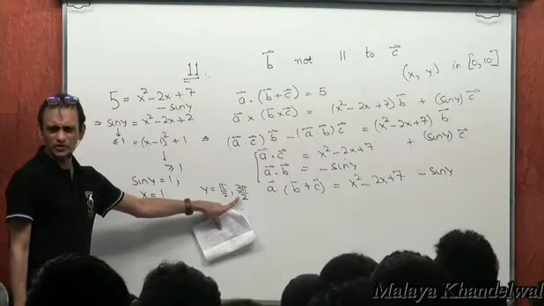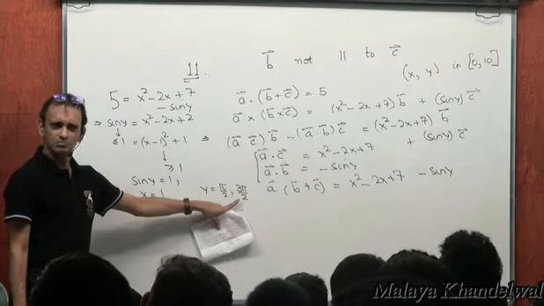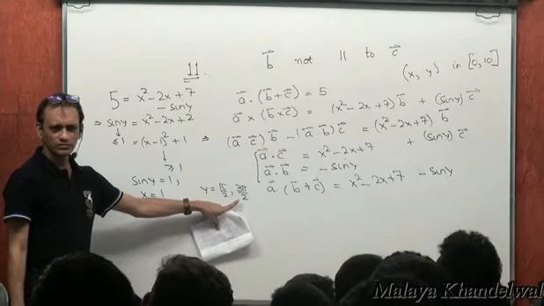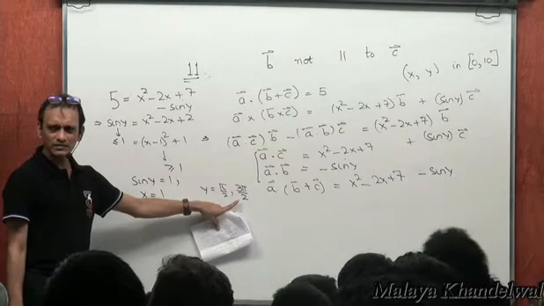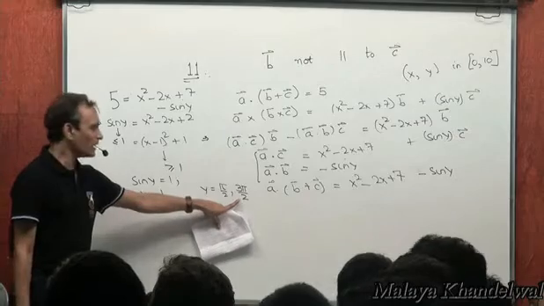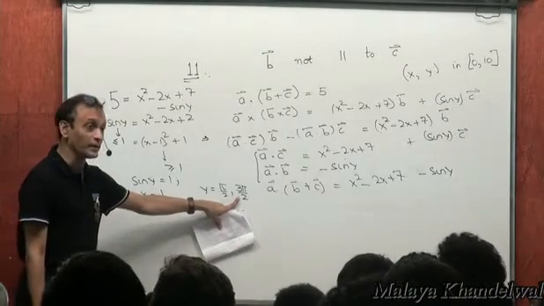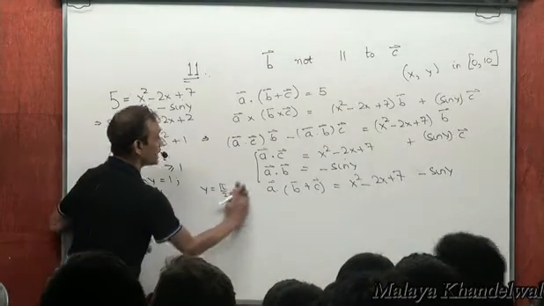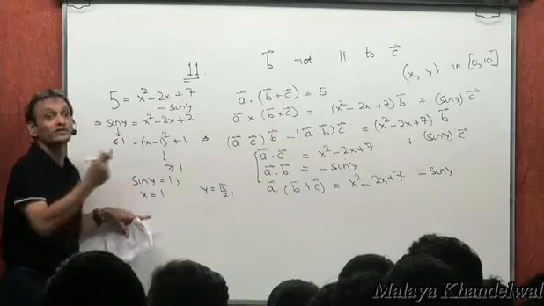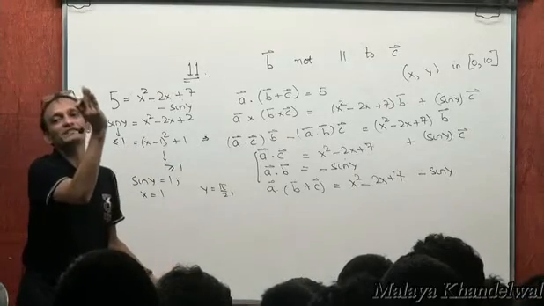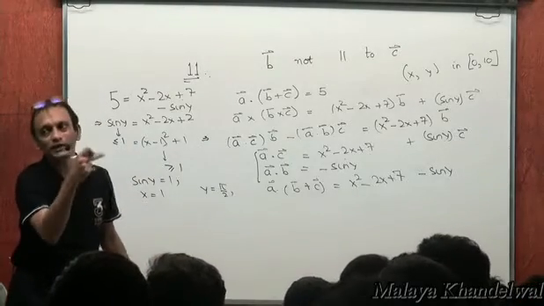Can it be 5 pi by 2? It could be 5 pi by 2. 5 pi by 2 is less than 10. And is it 3 pi by 2? It's not 3 pi by 2, because at 3 pi by 2, sin y is minus 1. 3 pi by 2 is the same as minus pi by 2, but sin of minus pi by 2 is minus 1.